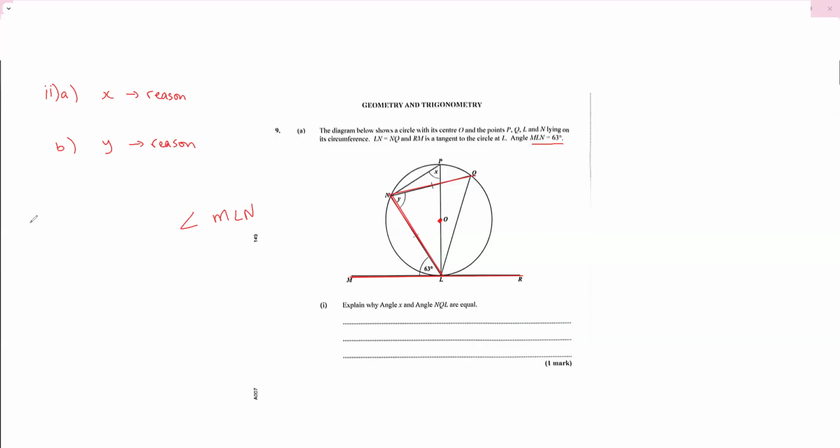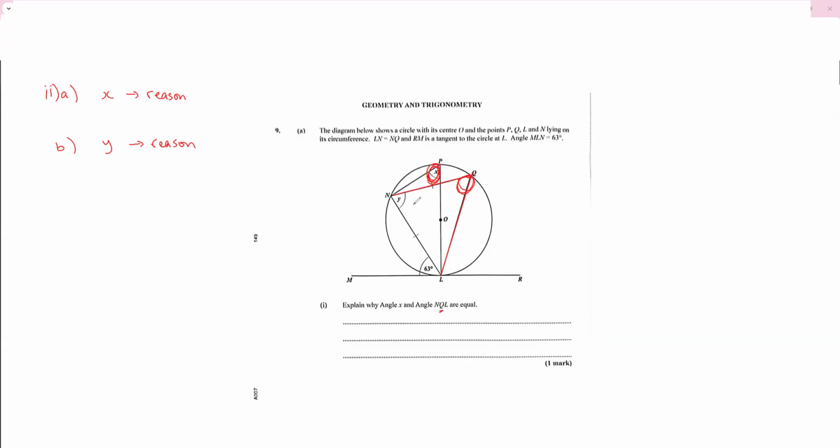All right, so let's begin the question. The first part said, explain why angle X, right? So angle X is here, and angle NQL. So let's draw that out to see. So NQL. We want to show that the angle here, remember the middle letter shows where the angle is located. So they want to know why are these two angles equal?